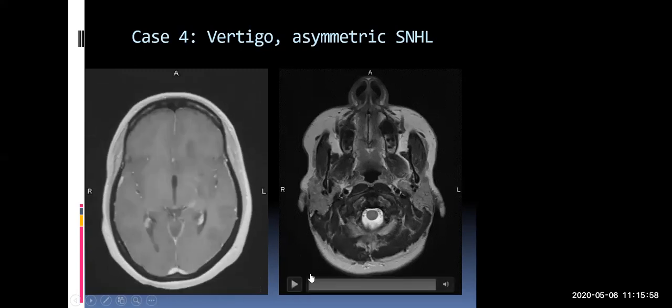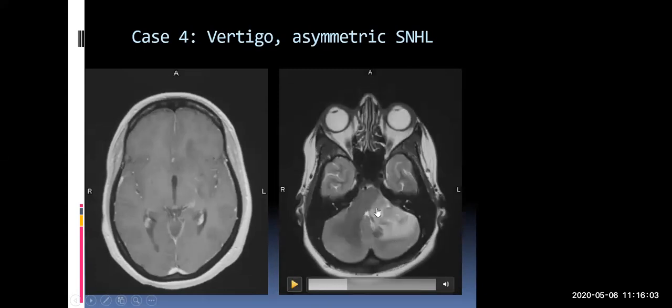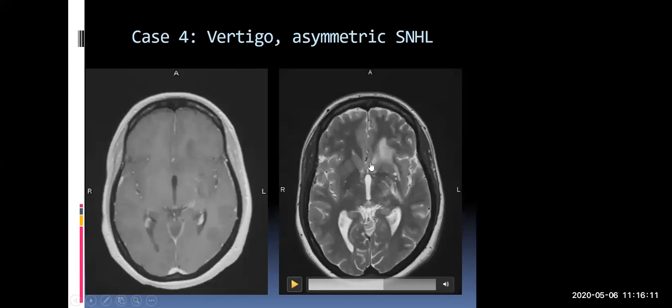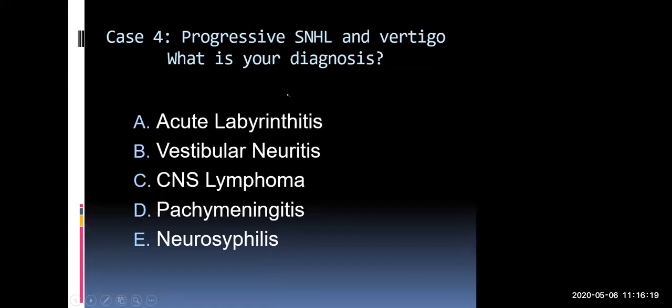And I'm going to show you the T2 because it's quite dramatic. You can see the massive edema surrounding this lesion, and you can see it also in the other parts of the brain as well, the massive edema surrounding these enhancing lesions. So this is a T2 axial. All right, and let me give you a minute to think about what's the possible diagnosis behind this patient's progressive sensorineural hearing loss and vertigo attacks. Are we dealing with acute labyrinthitis, vestibular neuritis, CNS lymphoma, acute meningitis, or is this neurosyphilis?